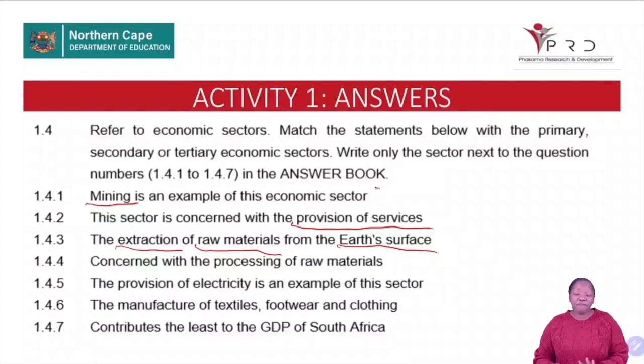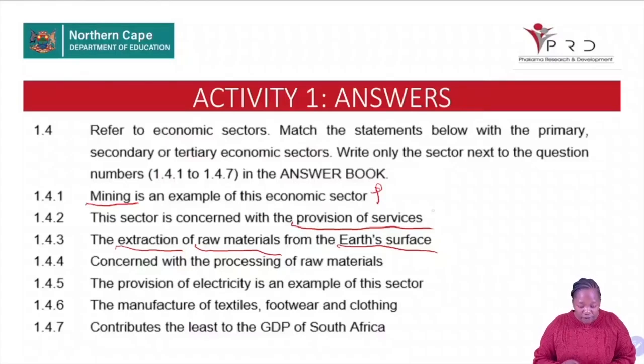So from the four sectors, remember we said it starts from the primary, where they are taking out the raw material. Then they send it into the secondary sector, where the processing and manufacturing will take place. So therefore, the correct answer here at number 4 is the secondary. So I will put S for secondary sector.